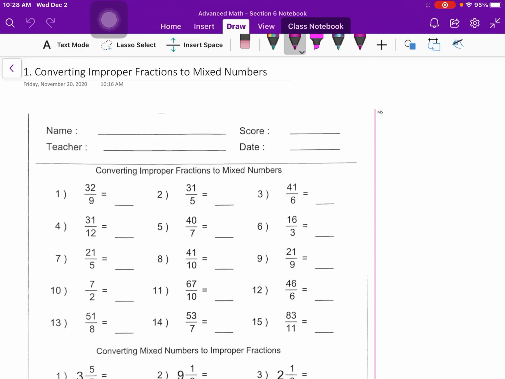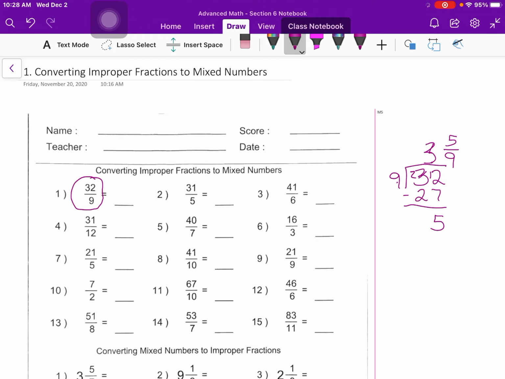Remember, when you turn an improper fraction into a mixed number, you're trying to take this fraction that is top heavy, like 32/9, and make it into wholes and then see how much is left over. So basically, if I was going to divide it out, 32 divided by 9. And so 9 goes into 32 3 times, and 3 times 9 is 27. And when you subtract, you'd get 5. And I can write that as a fraction of 5/9.